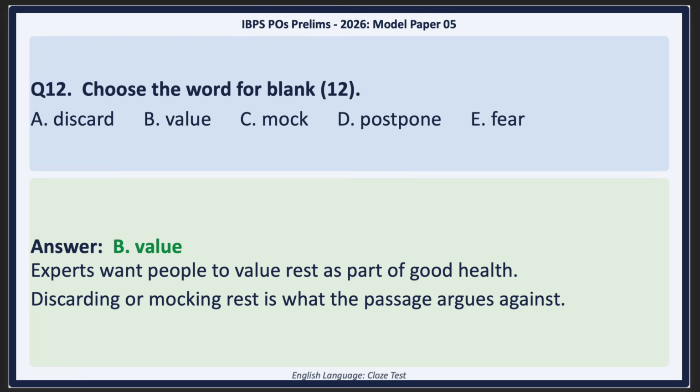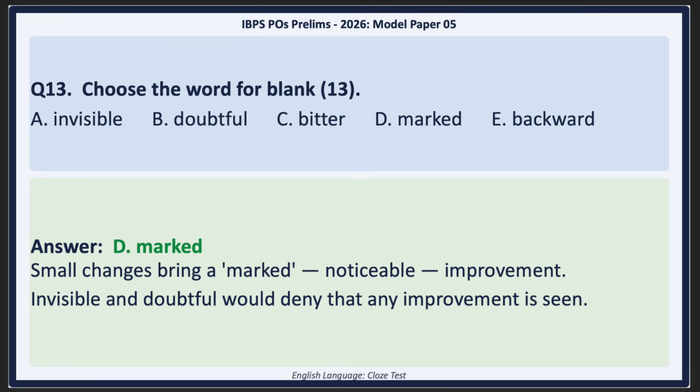Okay. Question 13 is the final blank in this section, and I find this one fascinating. The passage concludes, small changes can bring a blank improvement. The options are invisible, doubtful, bitter, marked, and backward. This is a perfect example of what linguists call semantic prosody. Semantic prosody. Yes. Words inherently carry a positive, negative, or neutral charge, almost like electricity. The sentence is establishing a positive resolution. Small changes lead to a beneficial outcome. So the word modifying improvement has to be positive.